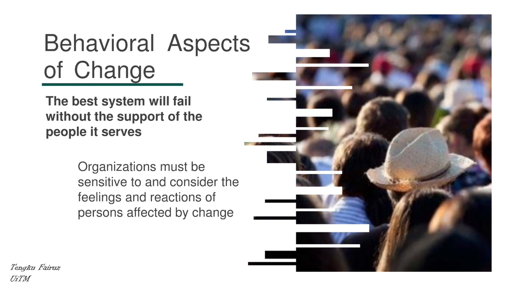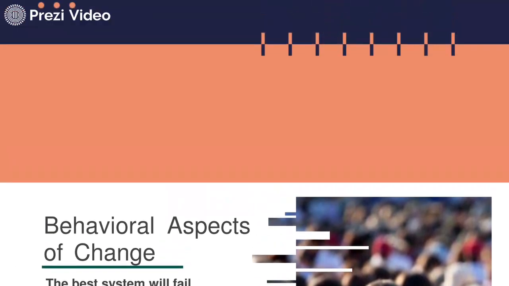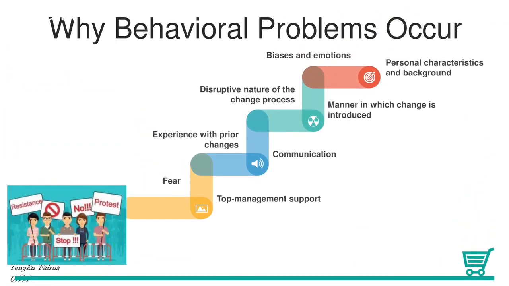There are some reasons why the individuals or people involved have behavioral problems. One reason is fear. For example, in the Shopper Smart case just now, the employees fear that if they use the new system, some processes may be automated and they may lose their jobs.